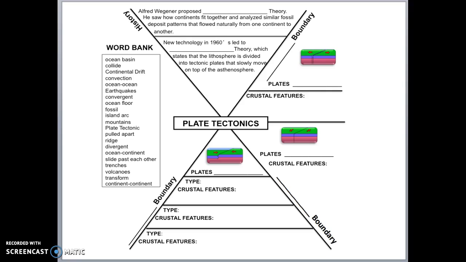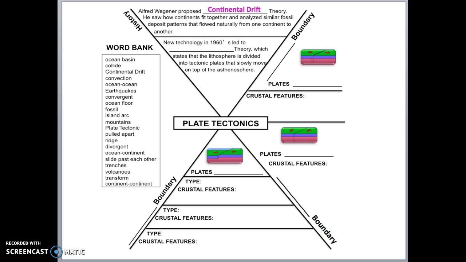Let's start with the history. Alfred Wegener proposed continental drift theory. He saw how continents could fit together like a puzzle and analyzed similar fossil deposit patterns that flowed naturally from one continent to another. This was basically that it started as Pangea and the continents slowly drifted apart.